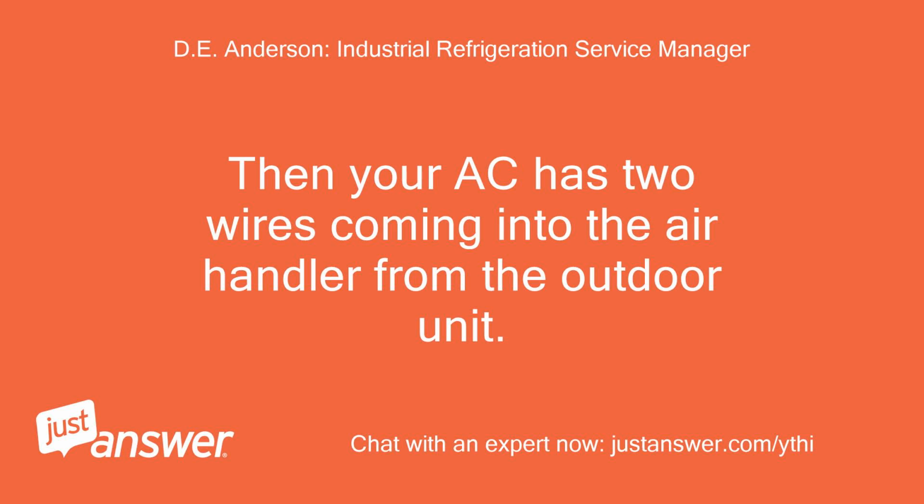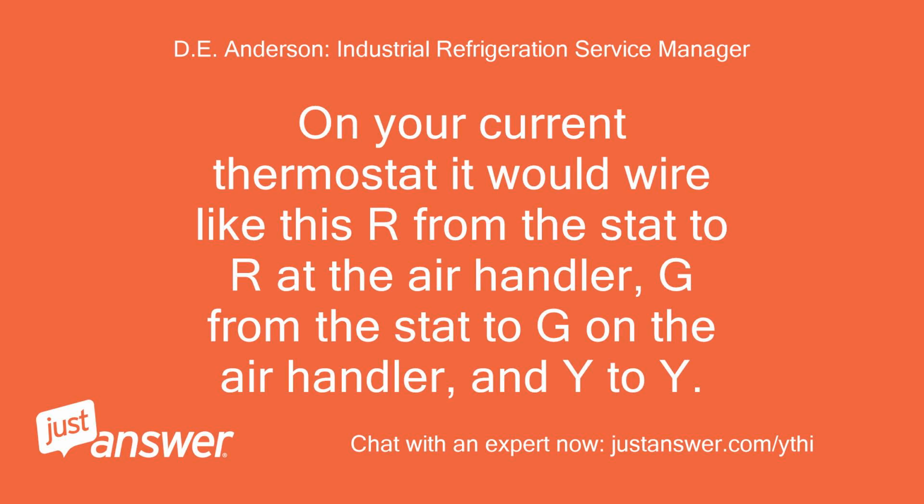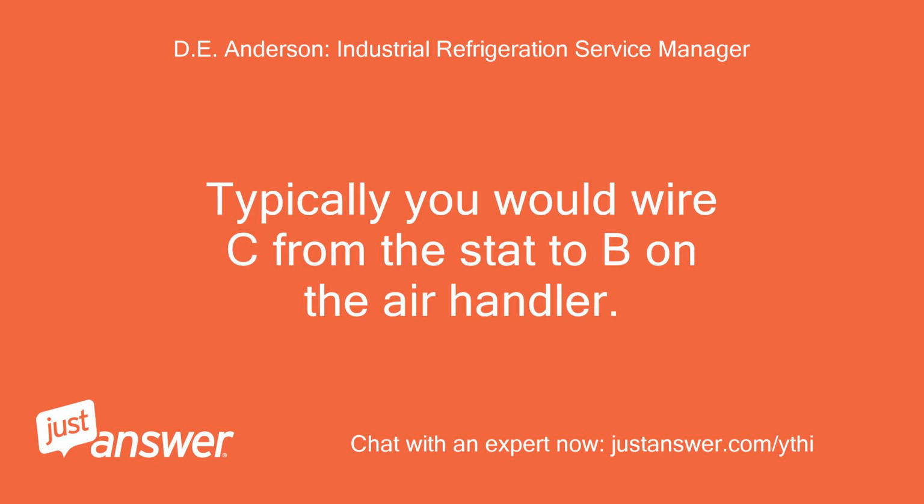Then your AC has two wires coming into the air handler from the outdoor unit. One wires to the Y terminal and the other to the B terminal. On your current thermostat it would wire like this: R from the stat to R at the air handler, G from the stat to G on the air handler, and Y to Y. Typically you would wire C from the stat to B on the air handler.